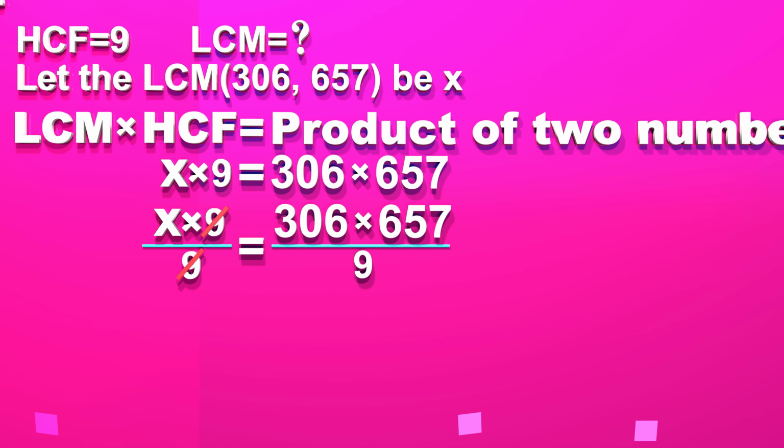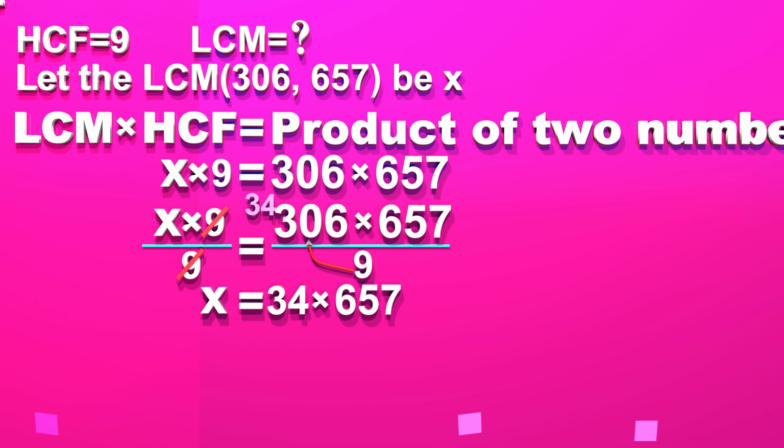Now we can divide 9 by 9, and on other side we will divide 306 by 9. So 30 is divisible by 9 3 times and leaves remainder 3, which will be added to the next number. So 3 will be added to the next number 6, and now we will get 36, which is divisible by 9 in 4 times completely. Therefore, we got x in LHS and 34 into 657 in RHS.